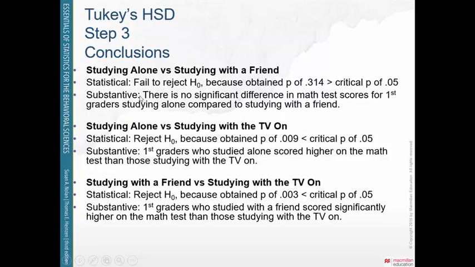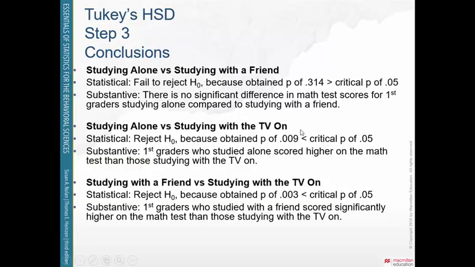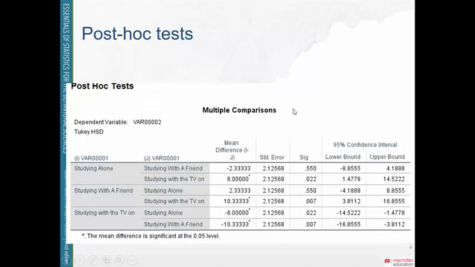And so here you can see statistically we're going to fail to reject the null, or we can say accept the null, because our obtained p, oh I didn't get that one right, sorry, of 0.550, that should say 0.550, is greater than the critical p of 0.05. There's no significant difference in math test scores for first graders studying alone compared to studying with a friend. It doesn't matter. You can study either alone or with a friend, and we don't see a difference in test score.